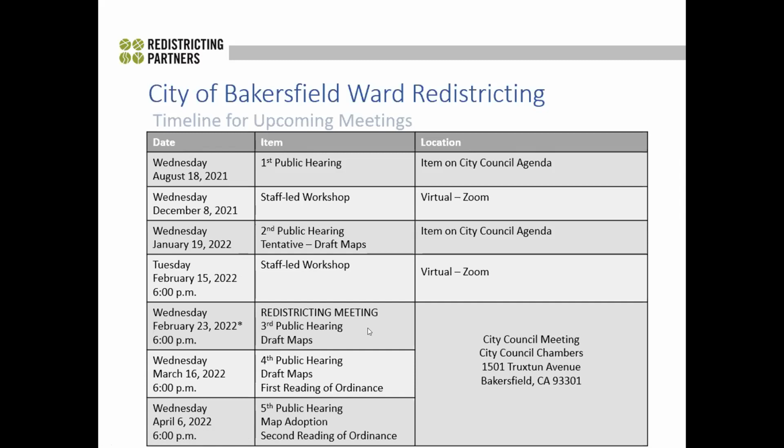Yep, and one more thing. The first reading of the ordinance will have to take place on March 16th. So truthfully, by March 16th, the council will have had to have selected a map. So they'll have the first reading on March 16th, and the second reading adopting the map in April.